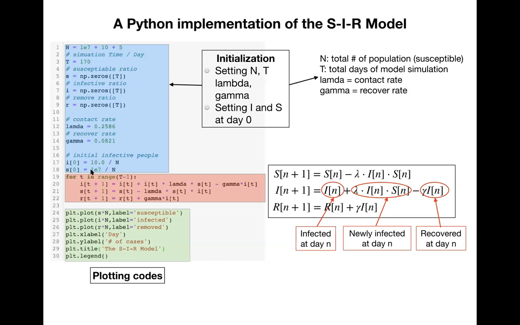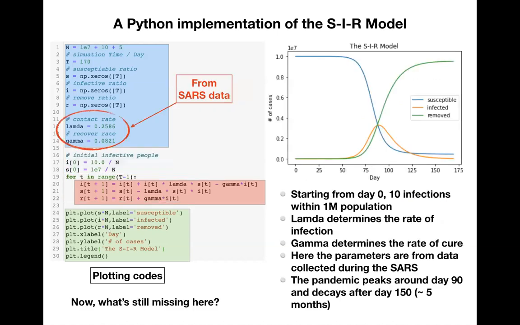Now the for loop does the iterative solving of those equations, and you can see that I'm moving from day t to t plus 1 based on these equations. Just pay attention that it's based on the values at day n, the newly infected at day n, and the newly recovered at day n. And then this is the plotting code. I'm multiplying S, I, and R by the total population N, so I go back to the unit, which is the total population.